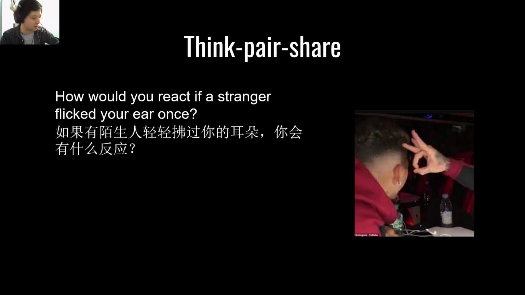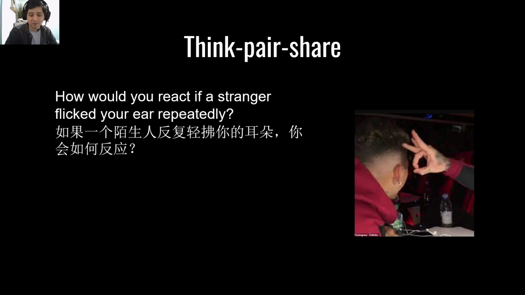So I want you to think just to yourself, how would you react if a stranger flicked your ear once? So that's flicking, to do that motion. If they flicked your ear once, how would you react? Maybe you get angry, or maybe you would look around confused, like, why? Who is that? Is that my friend? Why did this person flick my ear? You'd be more confused than angry, right?